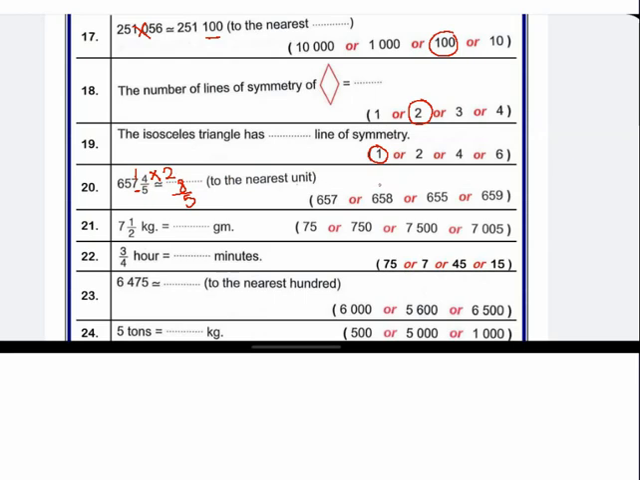8, so the number will be 6, 5, 8. 7 and a half, drop 7 the same, and half will be 500.